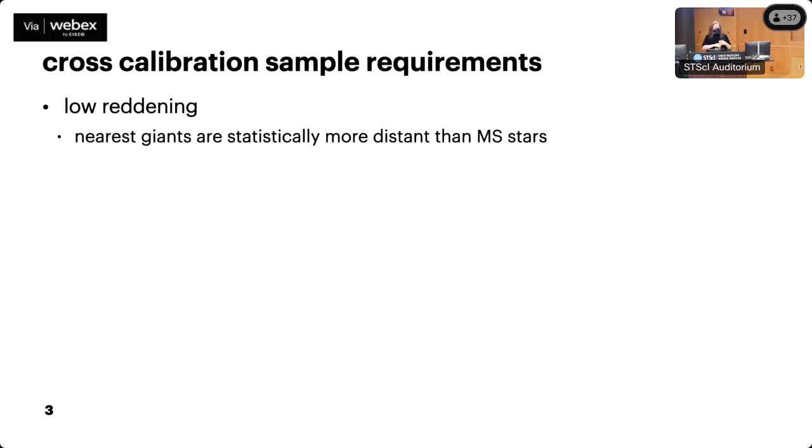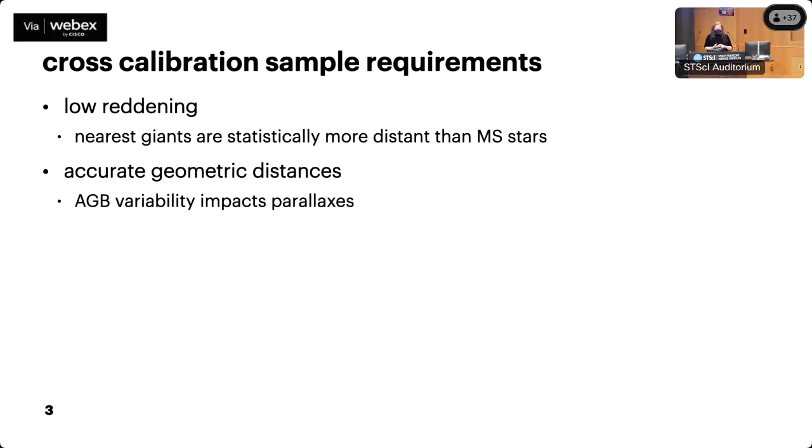As it happens, all of the things that make building this kind of cross-calibration sample hard are turned up for cool giants. The first thing you want is, of course, low reddening. Well, the nearest giant stars are statistically more distant and therefore more reddened than main sequence stars. You also want accurate geometric distances, which is especially difficult for galactic AGB stars because of the motion of large convective cells on their surfaces that can affect the photocenter positions and therefore parallaxes.